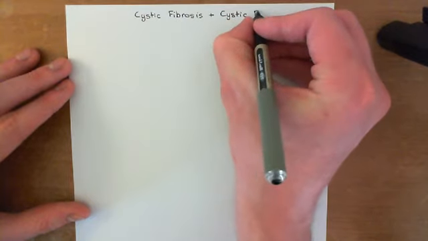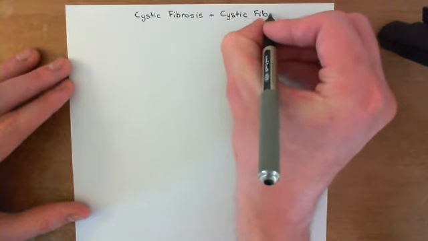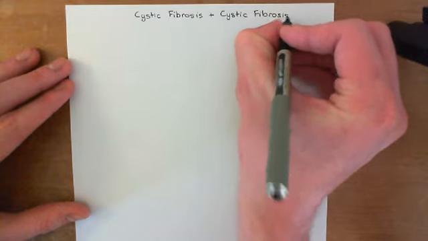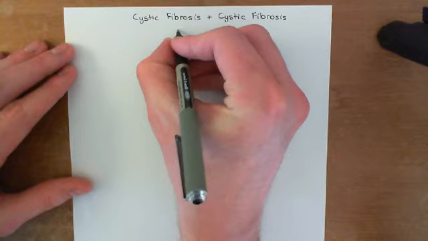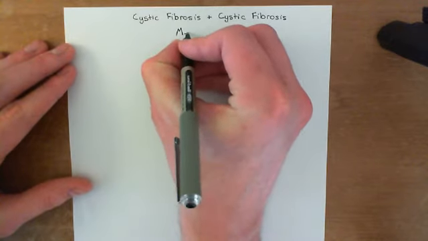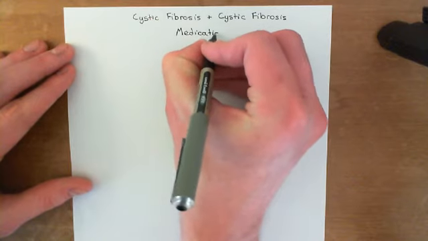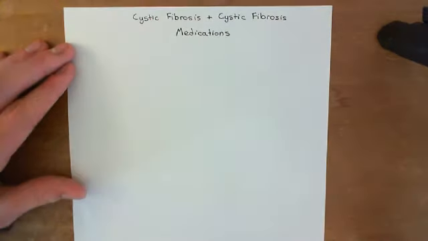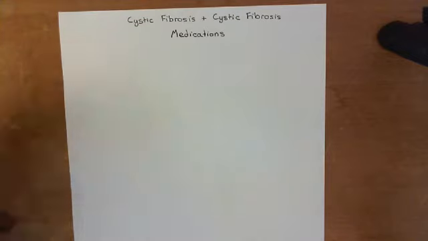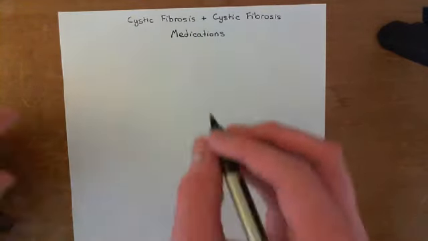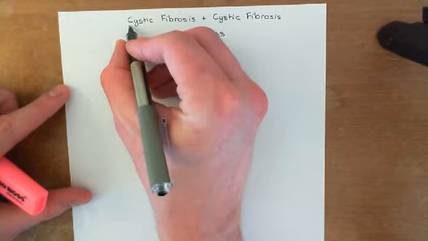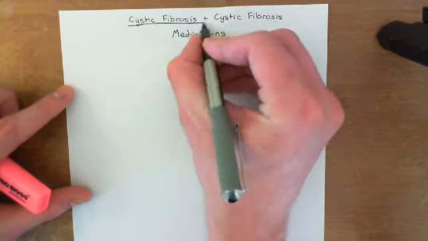Now there are a huge number of medications given to people with cystic fibrosis. Many of them are to treat the symptoms of cystic fibrosis, so for instance antibiotics for the recurrent pulmonary infections. We're not going to go through all of those drugs, those are for different videos. We're going to look at the specific medications which target the cystic fibrosis transmembrane conductance regulator, which is the protein which goes wrong in cystic fibrosis.